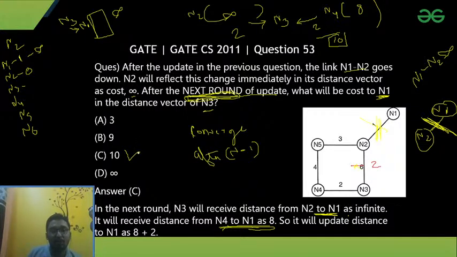Now that is what we call the count to infinity problem. We cannot know about the change directly. It propagates slowly, and it also does not converge faster. These are the disadvantages of the distance vector routing algorithm. Fine.